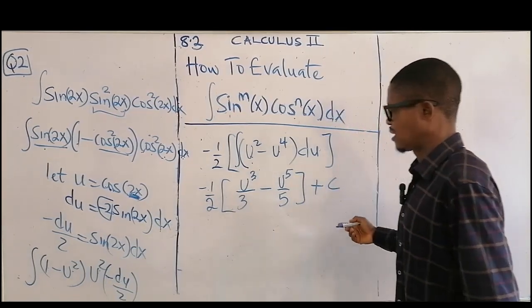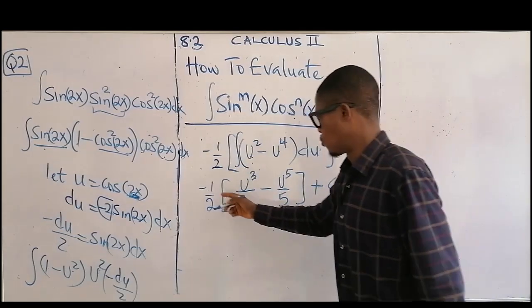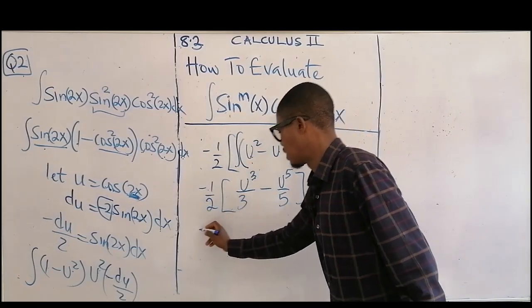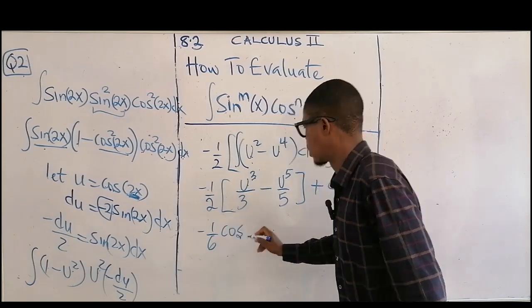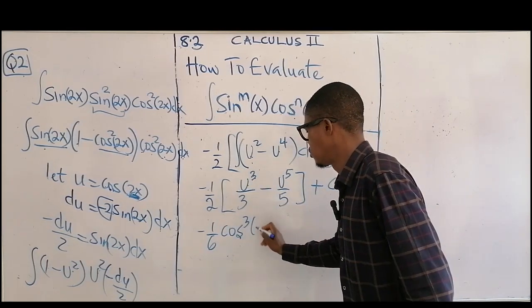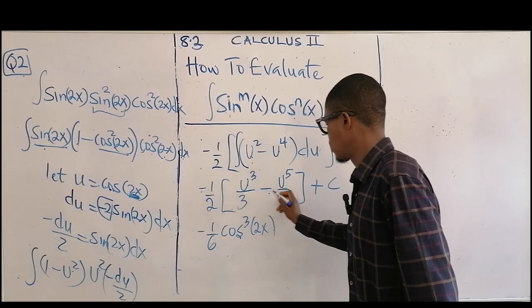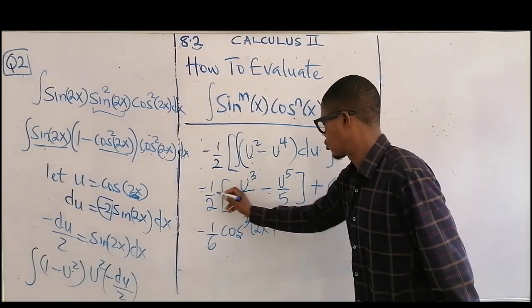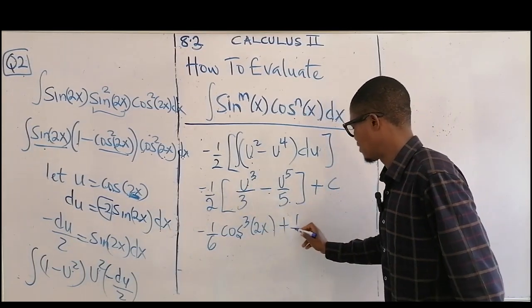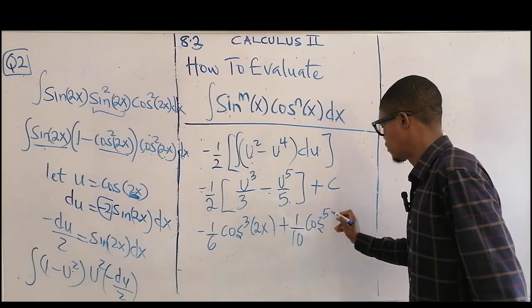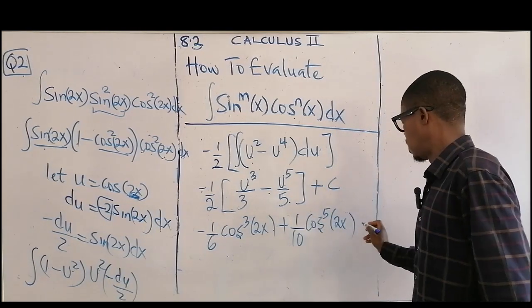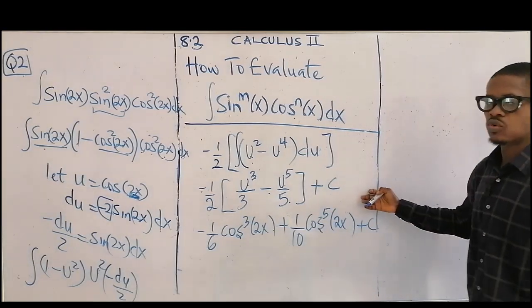Let's open the bracket and return the u back. 1 over 2 times 1 over 3, that's minus 1 over 6. My u is cos, the power is 3, the function 2x. Then minus times minus, that's a plus. Then 1 over 2 times 1 over 5, that's 1 over 10. U is cos, the power is 5, the function, and then plus c. That finished that question.